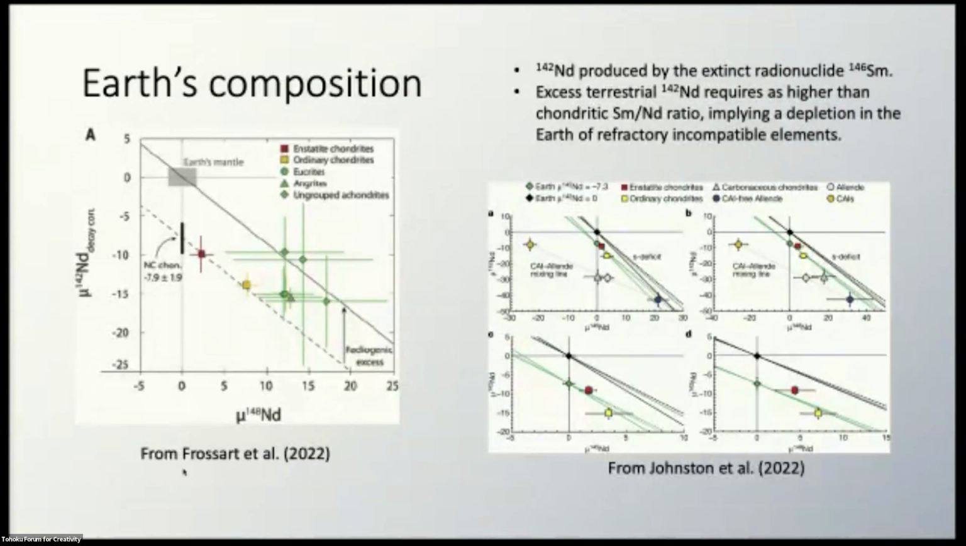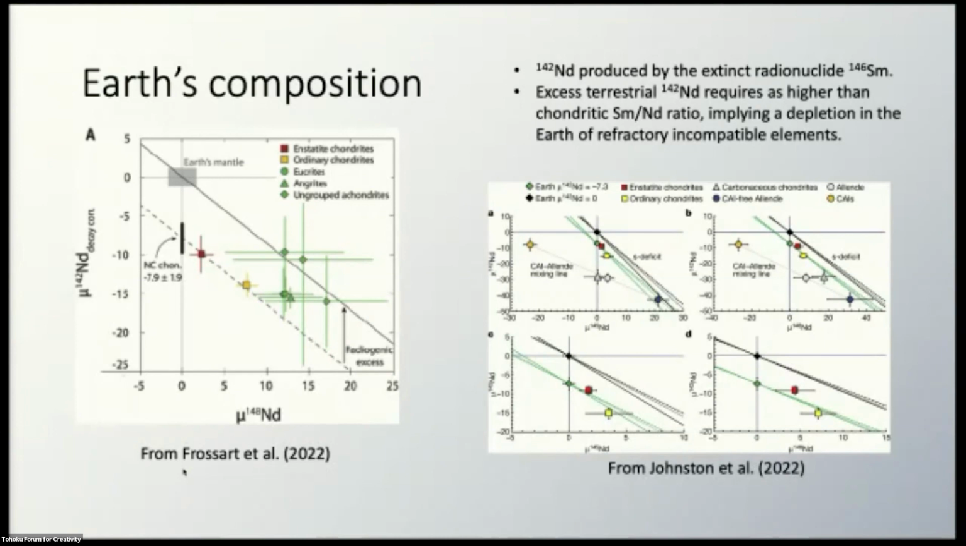Okay, and even taking account of these differences in nucleosynthesis, it turns out that the Earth has excess neodymium-142, which can only mean that it has a higher samarium-neodymium ratio than chondrites.